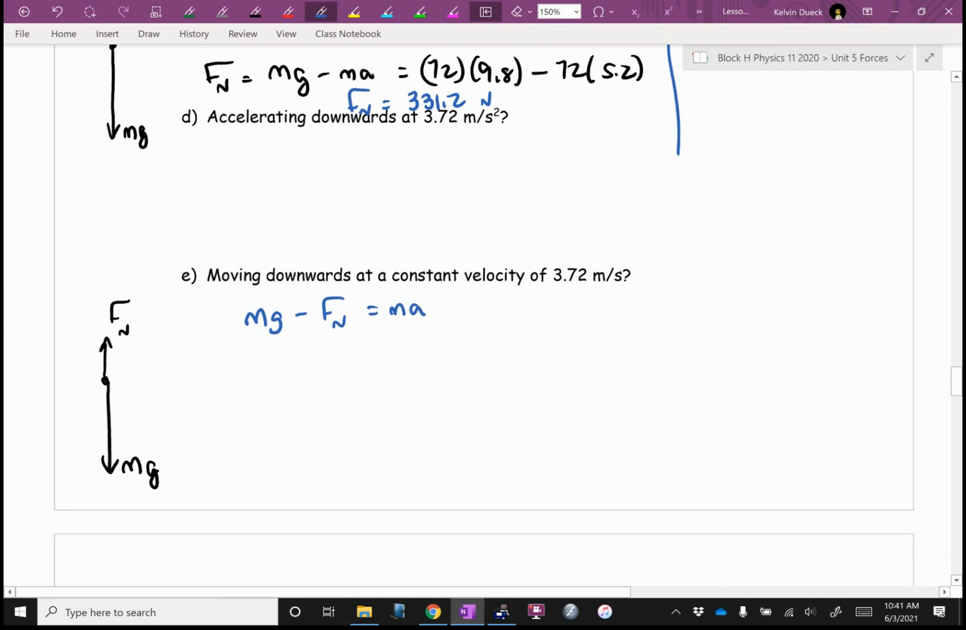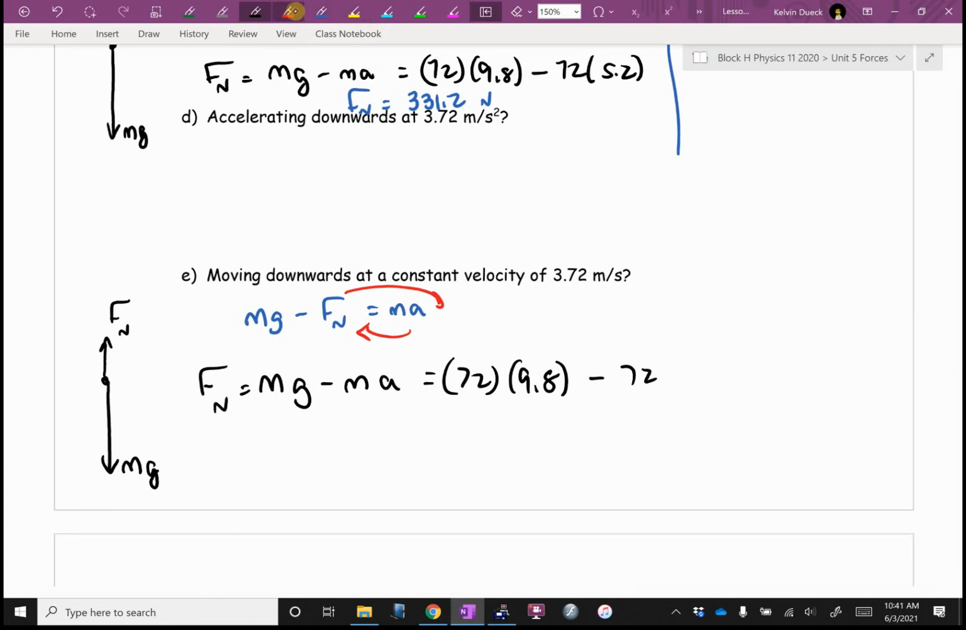What's right in front of the Fn that I don't like? Okay, do a swappy dance. And you would get mg minus ma. And now we're going to find out which ones of you work for Verizon. So let's plug and chug. Malcolm, what's the mass? What's g? What's the mass? What's the acceleration?